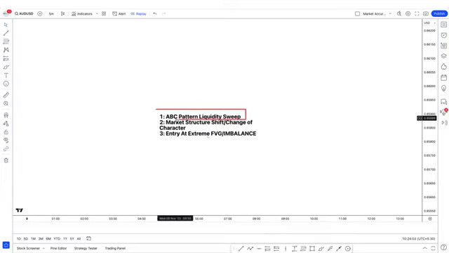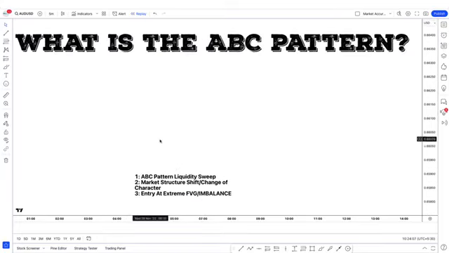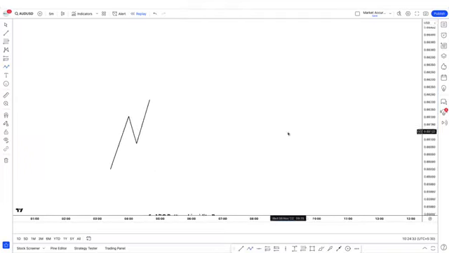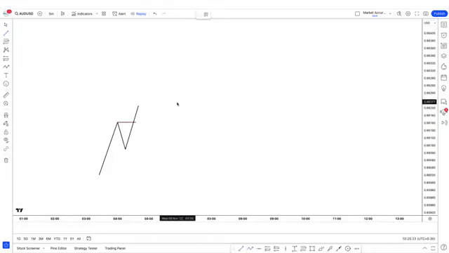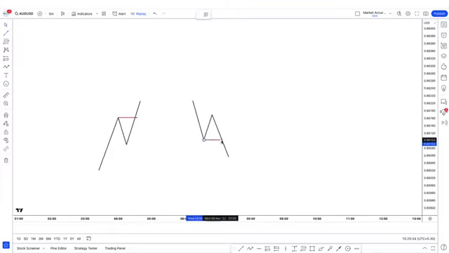So we look for an ABC pattern liquidity sweep. Okay, so what is the ABC pattern? We move in one direction, and then we move in the opposite direction, and then we move in a third direction, exactly the same as the first direction. So it's an ABC pattern here, and the C leg comes over the A leg. And similarly, if you're looking long, we move in one direction, and we have a step in the opposite direction, and then we have a step in the first direction. And if we want to go long, we sweep the bottom of the A leg.